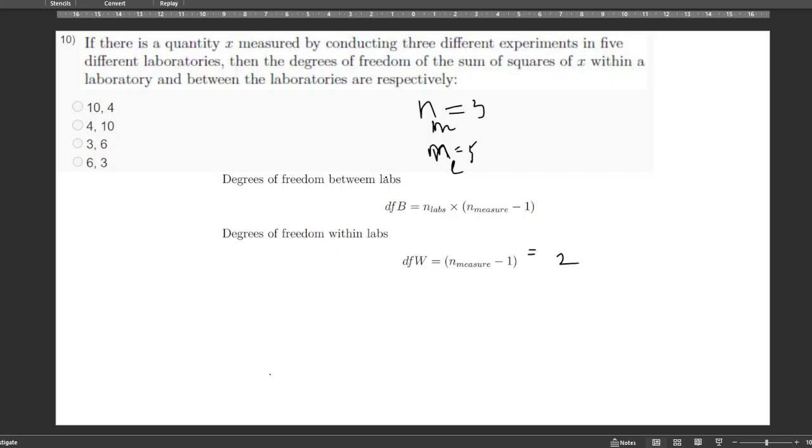And degrees of freedom between labs is n into, what is n into number of labs, 5 labs, then 5 into number of measures 3 minus 1, which is 2, so 10. So we don't have the 10 comma 2 answer. We don't have it, just a moment. We'll just check it once.